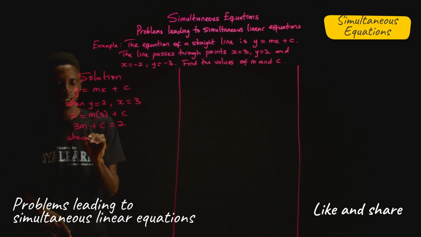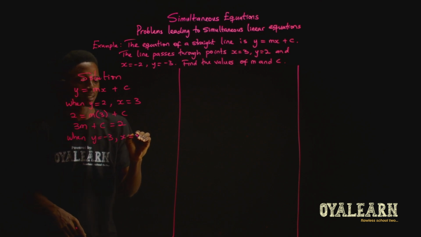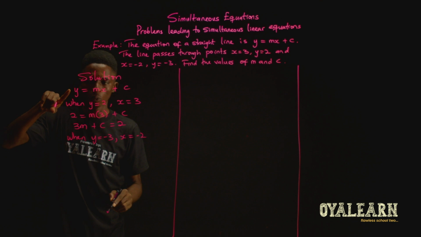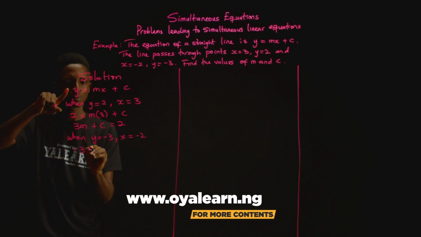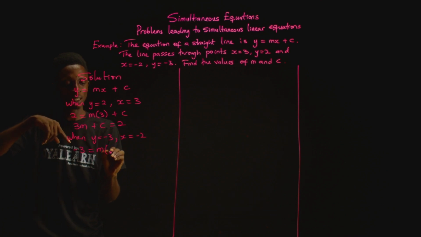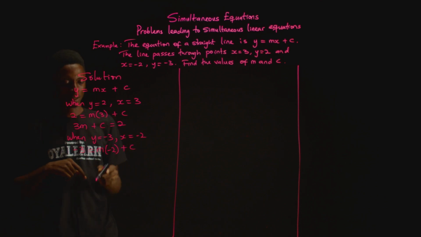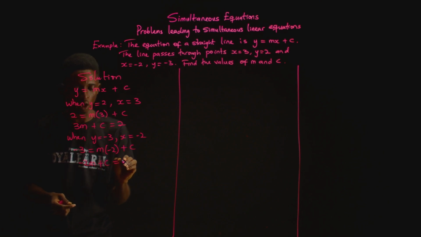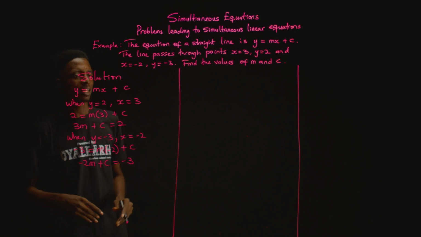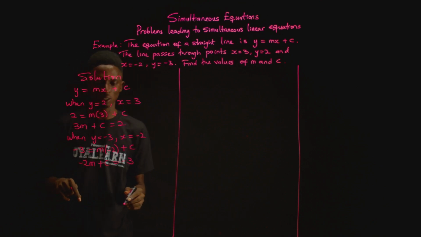So when y is minus 3 and x is minus 2, with the same equation of the line, we would have minus 3 equals m into minus 2 plus c. And when we write this, it is minus 2m plus c equals minus 3. Now let's write these two equations we have gotten so that we can solve them simultaneously.